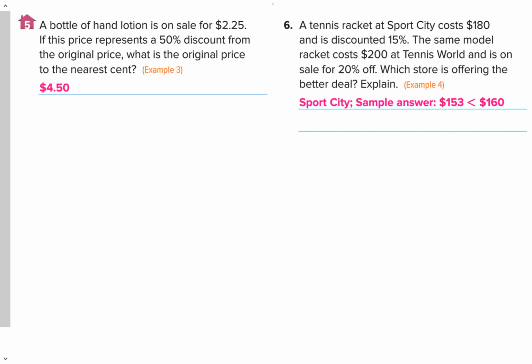Number five, a bottle of hand lotion on sale for $2.25. If this price represents 50% discount from the original price, what is the original price to the nearest cent? All right, so just remember our percent equation. Our part equals our percent times our whole.